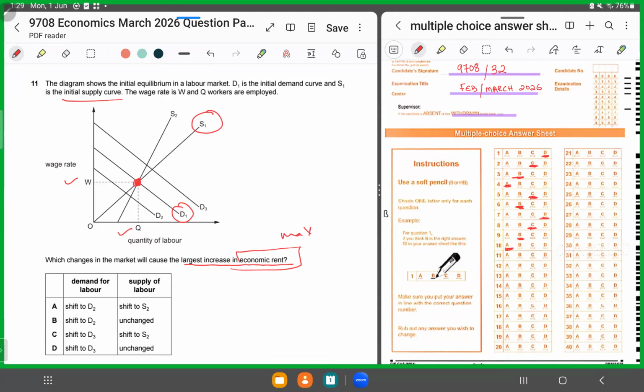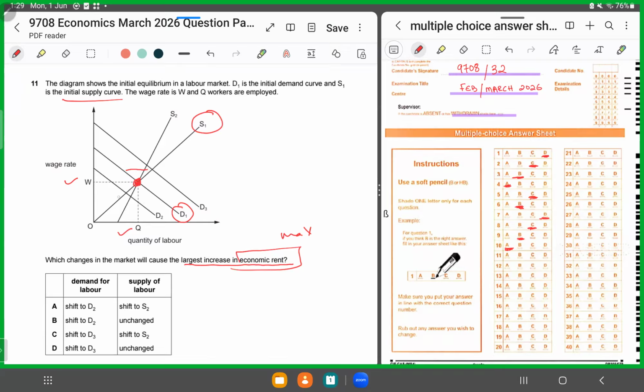So now, what is economic rent? First, you tell me. Economic rent is a payment to a factor of production above its transfer earnings, right? And which area would economic rent be? It's an area that is above the supply curve. So, it has to be an area which is above the supply curve and below the wage rate.